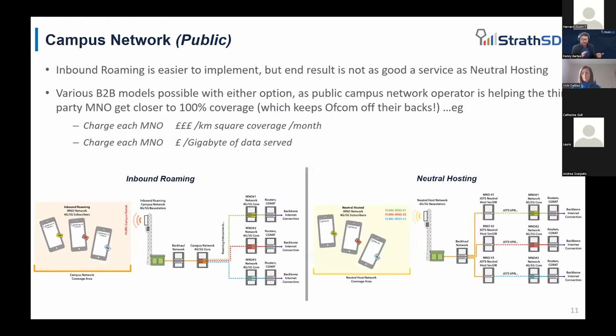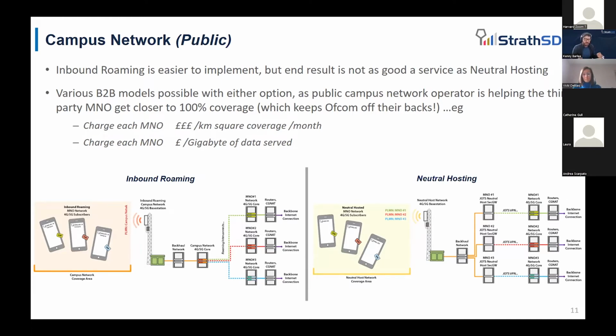So if we just compare these two options, the inbound roaming and the neutral hosting. Inbound roaming is much easier to implement. And if that third-party core as a service operator came into play, it's dead simple to implement. The other option is neutral hosting. And neutral hosting is a far cleaner, far better service, but far more complicated to build.